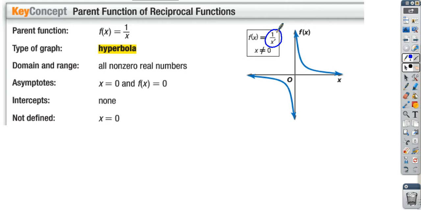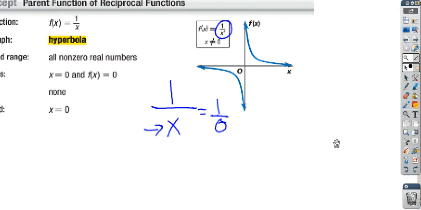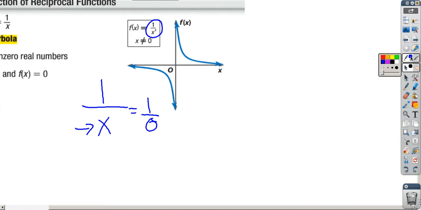The reason that x cannot be 0 is because if you were to plug 0 in right here, you would get 1 over 0, and you can't divide by 0. If you try to do it on a calculator, it will give you an error. Okay, this doesn't have any intercepts. You can see it never touches either the x or the y-axis. And I just want to show you why you're not allowed to divide by 0. It's kind of interesting to understand this.